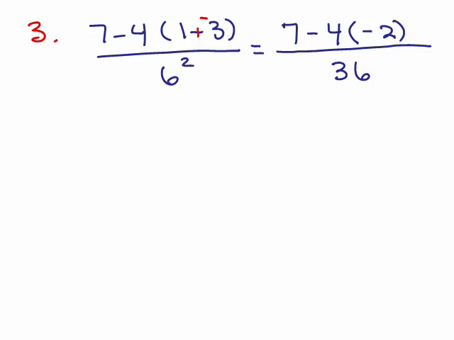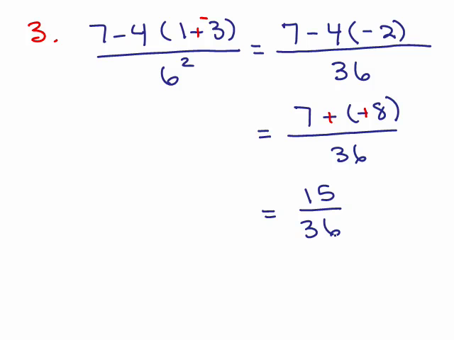All right, then it gets similar to the problem we just did in number 2. So that's going to be 7 minus negative 8, which is the same thing as 7 plus 8. Because remember, do not do 7 minus 4. You need to multiply the 4 times the negative 2. Or you could think of it as a negative 4 times negative 2 and have the plus sign. So this gives us 15/36.